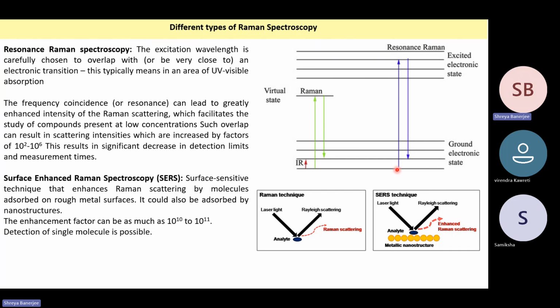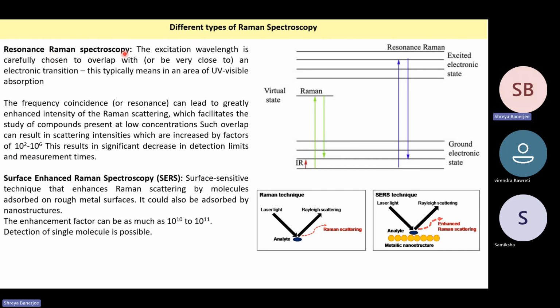So whenever you supply that energy, then the intensity of the scattering will always increase, because in normal Raman spectroscopy, the energy supplied is not equal to the energy difference between any two states. So the molecule is just getting hit by this radiation and it is immediately scattering it. But in resonance Raman spectroscopy, the energy supplied is equal to the energy difference between two states. So now the molecule can properly absorb the radiation and it can emit it properly. So then the intensity increases by 10 to the power 2 to 10 to the power 6 times when resonance Raman spectroscopy is done.